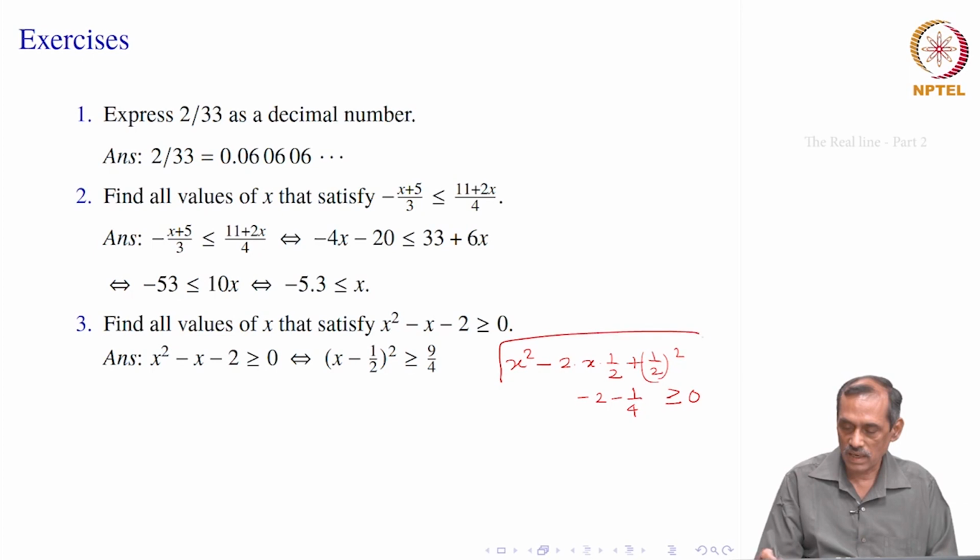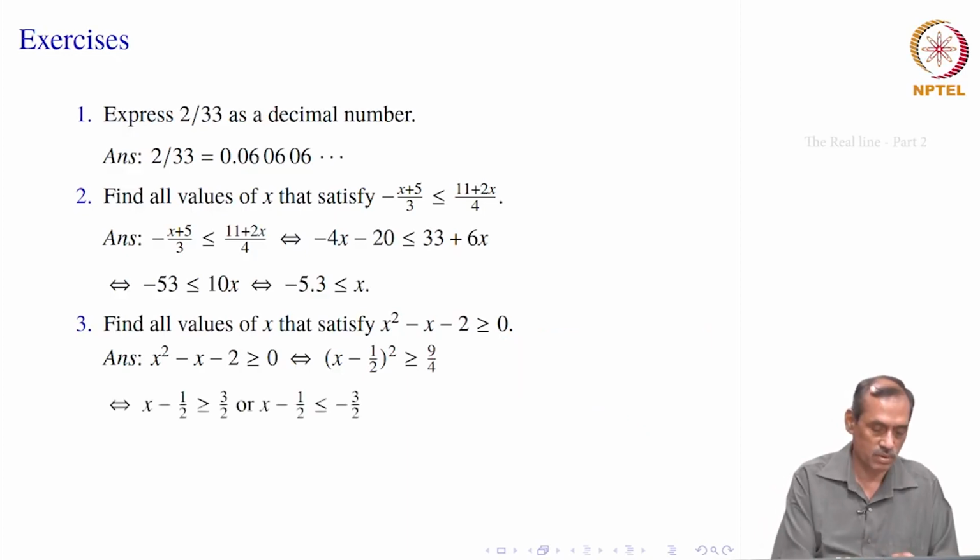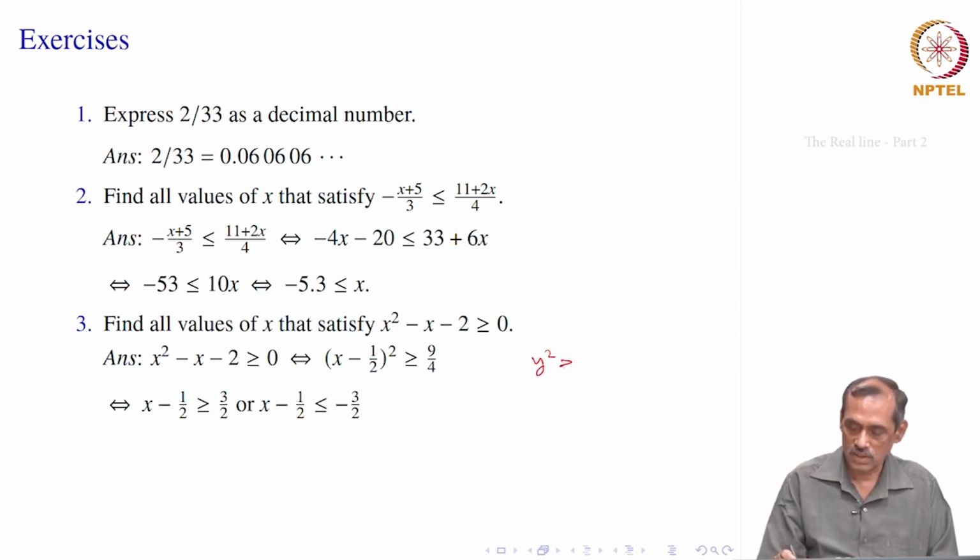Now, this expression is simply x minus half square and this you take to the right side which becomes 9 by 4. So, this is how the inequality now looks. Then from this we take, suppose we have y square is greater than or equal to some a square. So, then how this inequality comes? It might be because if y is positive, you get y is greater than or equal to some a, or it is possible that this y is less than or equal to minus a.